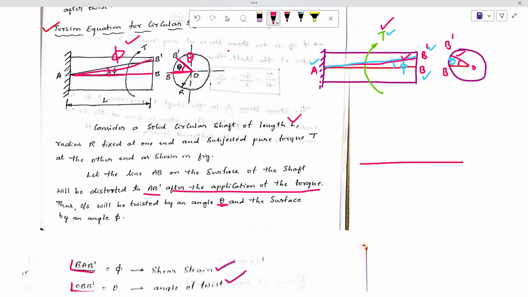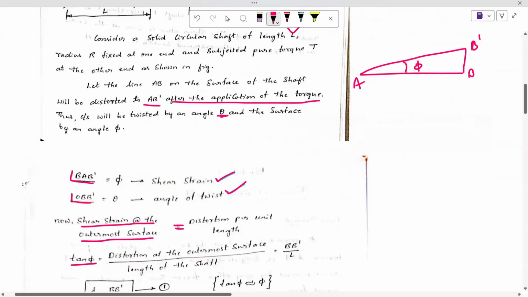So this will become a right angle triangle, like this. This is P, this is A, and this will be B dash, and the angle made is phi. So from this diagram, tan phi will be equal to opposite side divided by adjacent side. What is the opposite side? B dash, the initial position to the final position. That is nothing but the distortion at the outer surface divided by the length of the shaft. Length of the shaft is AB. So B dash divided by AB is opposite by adjacent, which is nothing but tan phi.